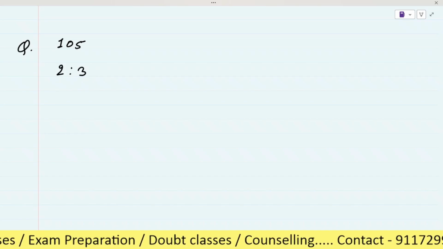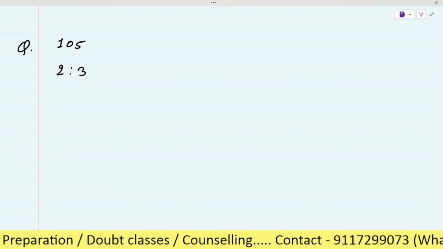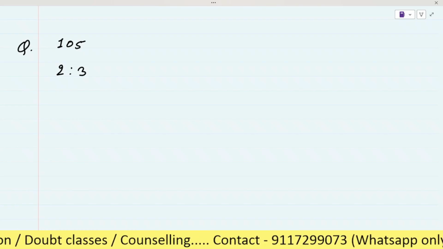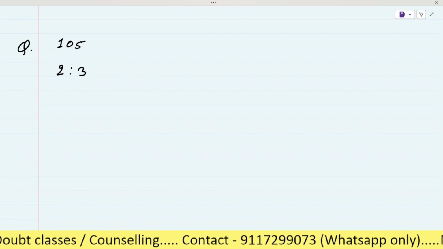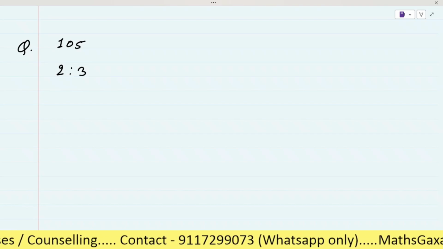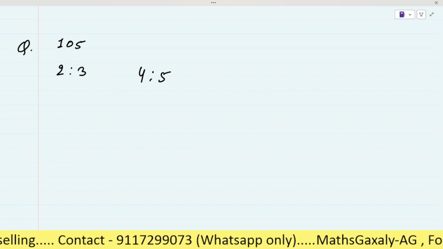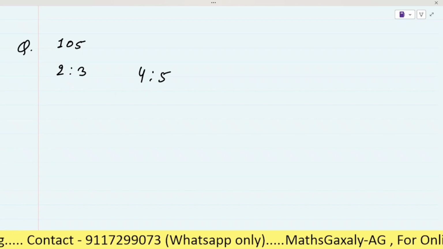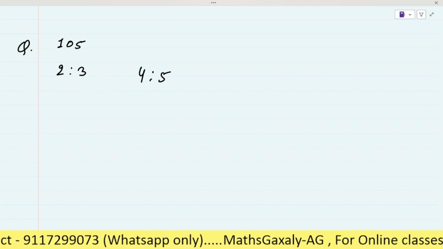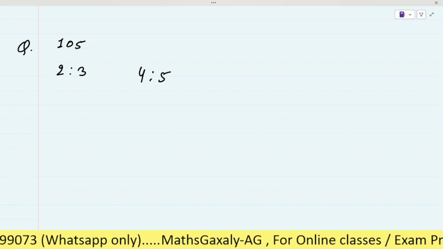and that between the second and third be 4 is to 5, then find the second number.